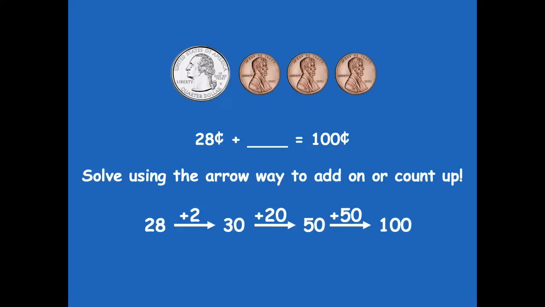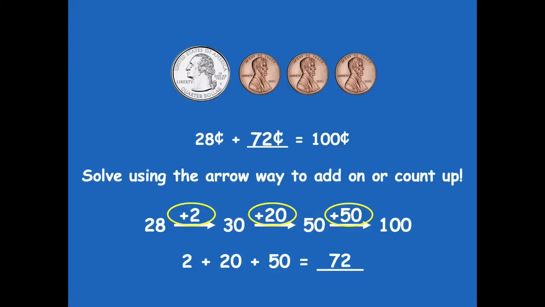Okay, so now I have to find that missing number or missing addend that we have there, or my unknown. I have to count what's up here on top of where I made my jumps, or for my arrow way. So I would have to do 2 plus 20 plus 50. What'd you get when you came up with that? Yeah, it's 72, right? Because 50 plus 20 is 70, plus 2 more is 72. Okay, so that's my unknown, 72 cents. So I will have 72 cents left.